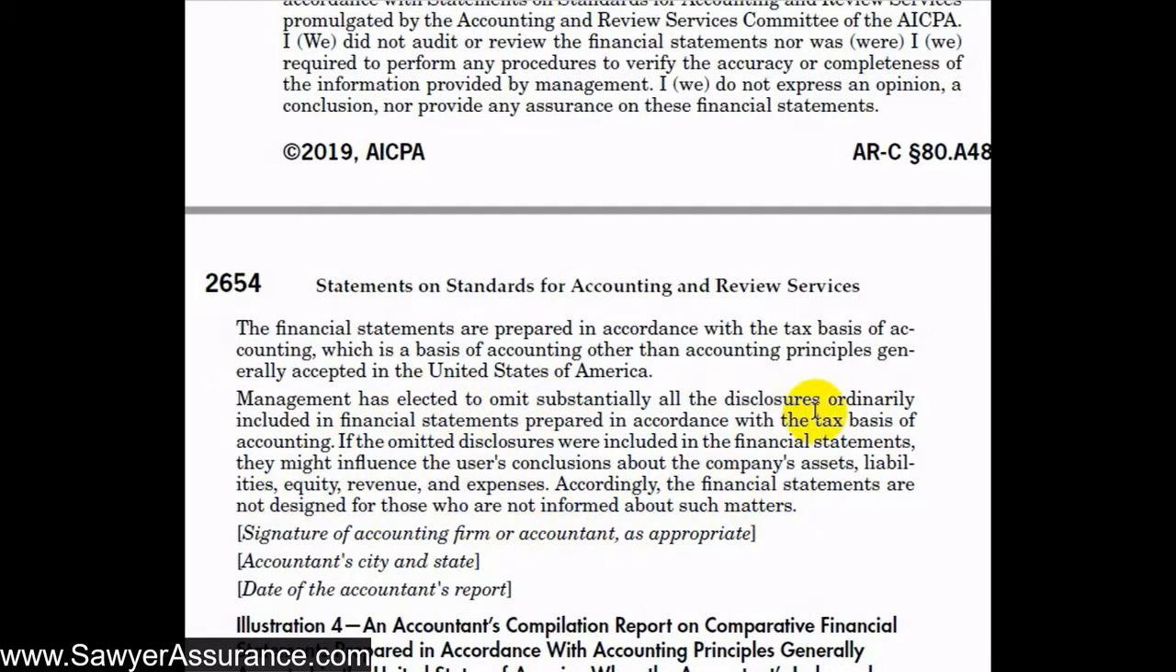So remember, these are the three requirements that said omit substantially all disclosures. If they had been included, users' conclusions might have been changed, and the users should be informed about what would have been included in the disclosures to have a full understanding of what happened in the year. So this is a good example, and if it turns out the client omitted all of its disclosures, then we would include this paragraph in our accountant's compilation report.